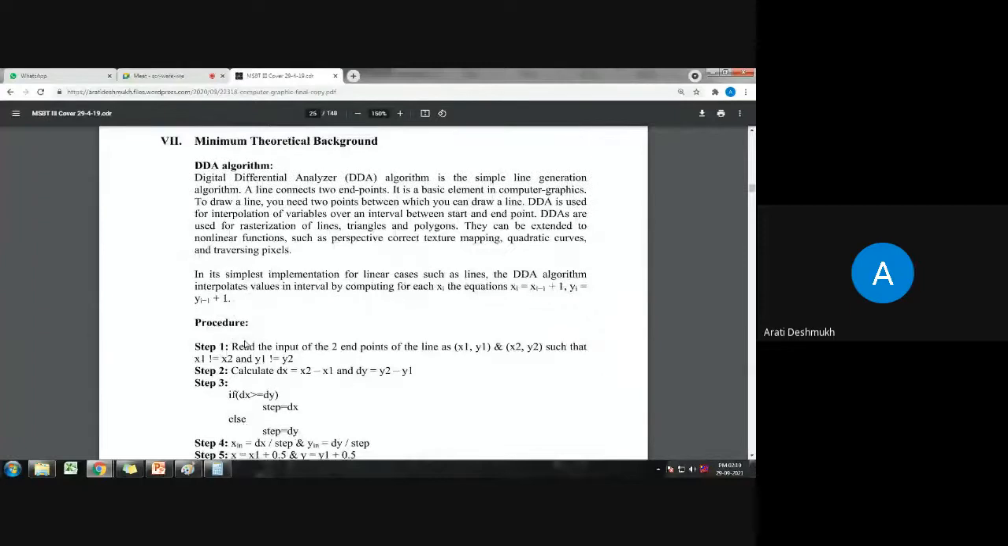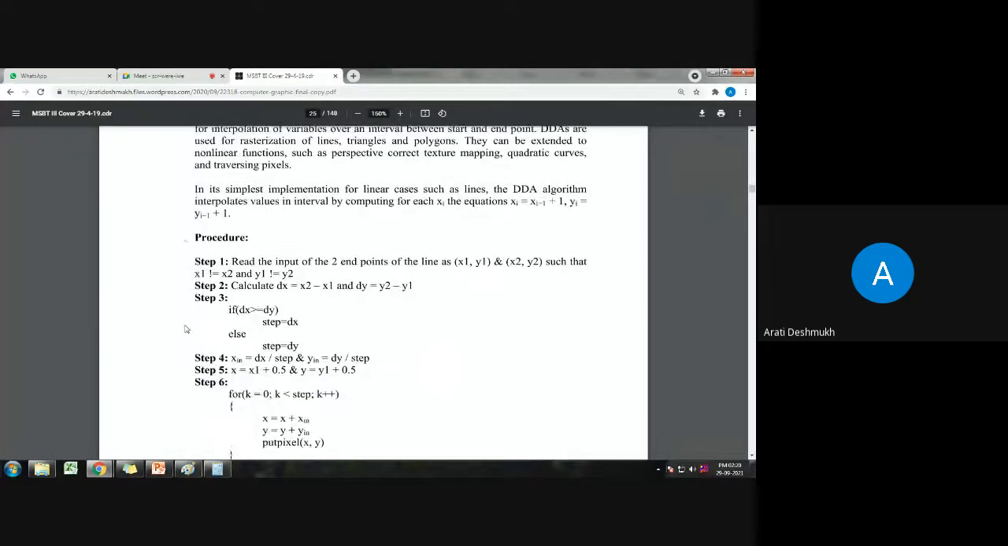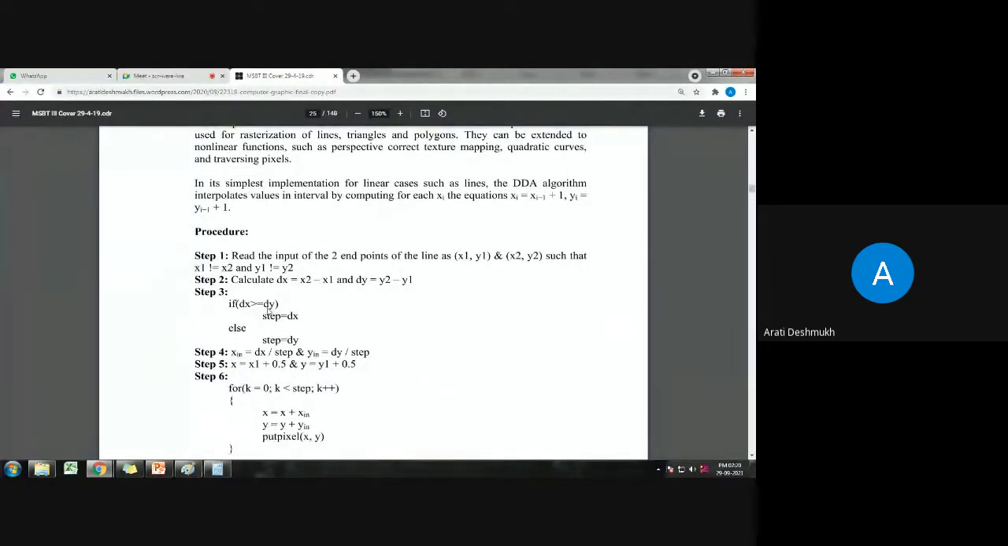So what is exactly DDA? As we learned all these things earlier, but we are just revising it. So in DDA, we have one starting point and one ending point. In between that, we have to find out the pixels on that line. So we use one technique in the DDA line drawing algorithm: we first read the two endpoints of the line, then we calculate the delta x, delta y, and slope of that line.